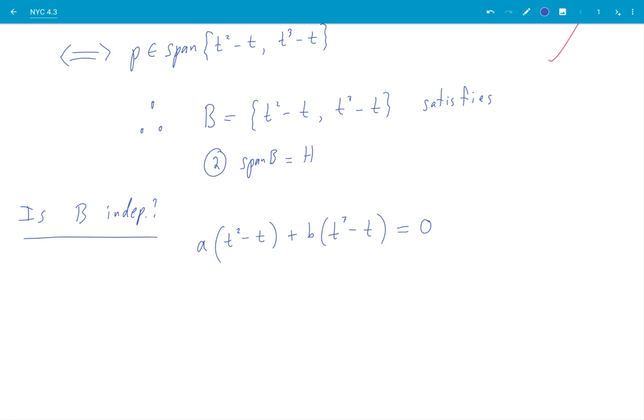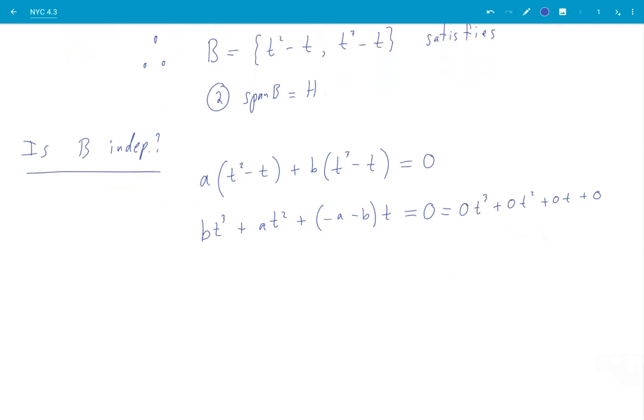Okay, so how does this work again? Let me see. I want to collect like terms on the left. So I'll put my t cubed term first, then t squared would be a t squared. And then the t term would be negative a minus b, t, is equal to 0. But again, this is equal to 0t cubed plus 0t squared plus 0t plus 0.